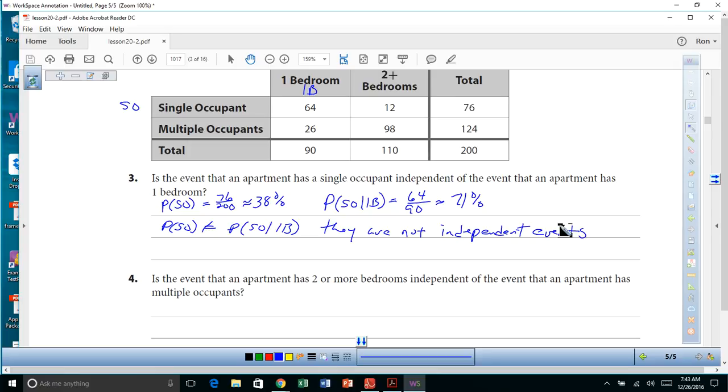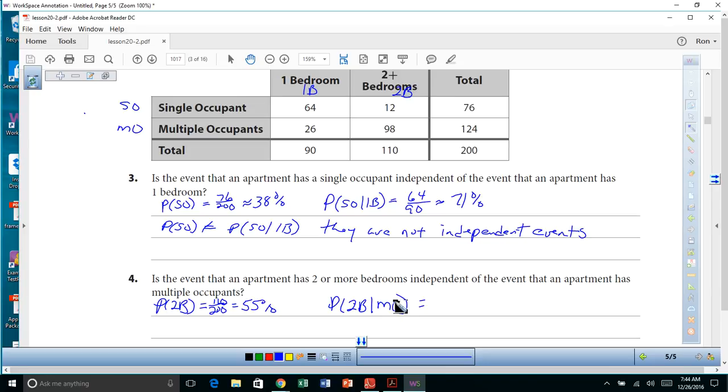All right. Is the event that an apartment has two or more bedrooms independent of the event that an apartment has multiple occupants? So we'll say this is multiple occupants, and this is two bedroom, and it means two or more. The probability of two bedrooms is going to be 110 over 200, and it's about 55%. And then we want the probability of two bedrooms given that it is multiple occupancy.